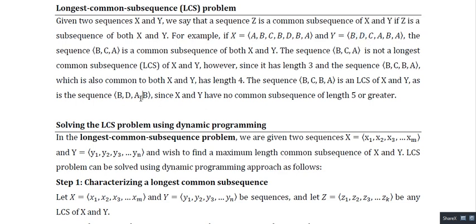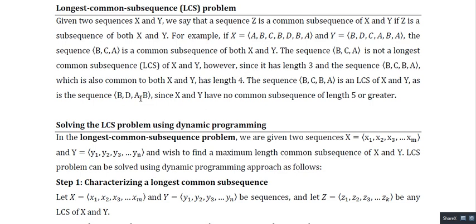I hope you have all understood the LCS problem. In the LCS problem, two sequences x and y are given. We have to find all subsequences of x and y and check the common subsequences, meaning the subsequences present in both x and y. Out of those, we have to find the longest one present in both x and y. That is called the LCS of x and y.